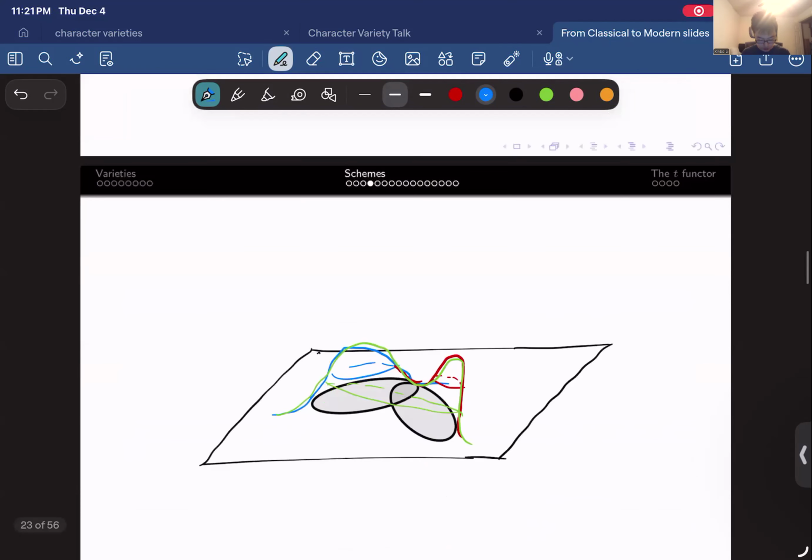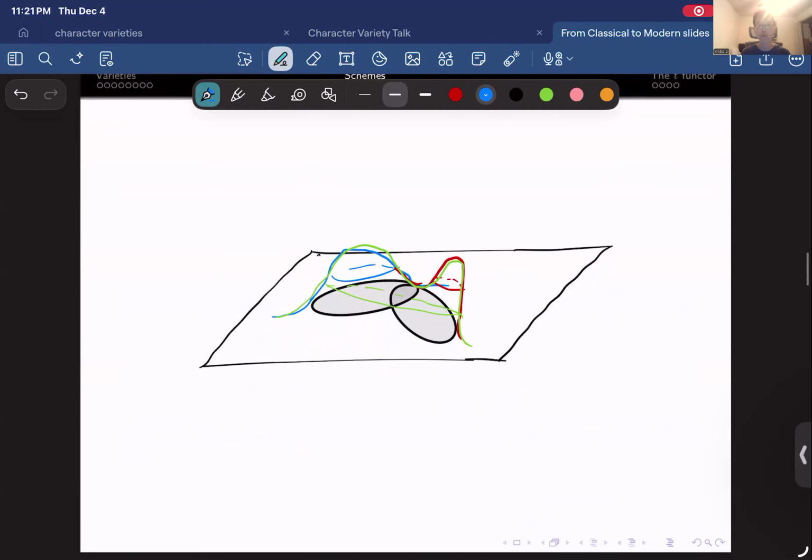So for example, I hope if you're thinking the constructions are too abstract, this is the mental picture to keep in mind.